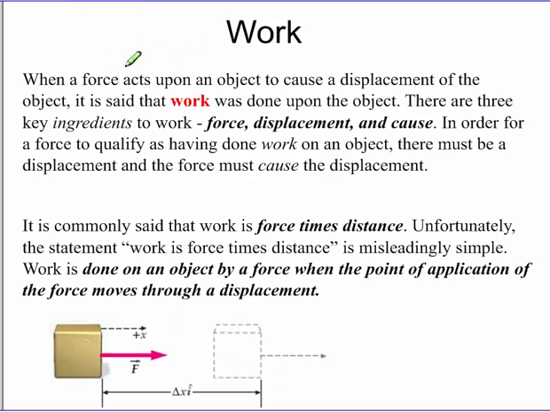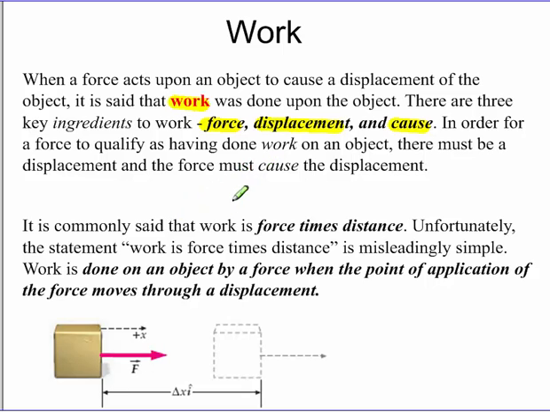As far as work, when a force acts upon an object to cause a displacement of the object, it is said that work was done upon the object. There are 3 key ingredients you need to note for work. You must have a force, you must have a displacement, and you must have a cause. So in order for a force to qualify as having done work on an object, there must be a displacement, and the force must be the item that's causing the displacement.